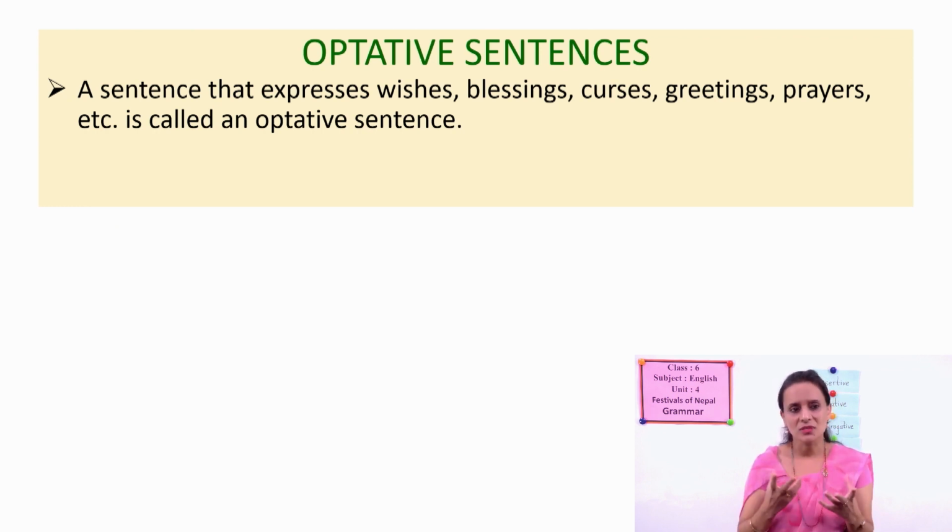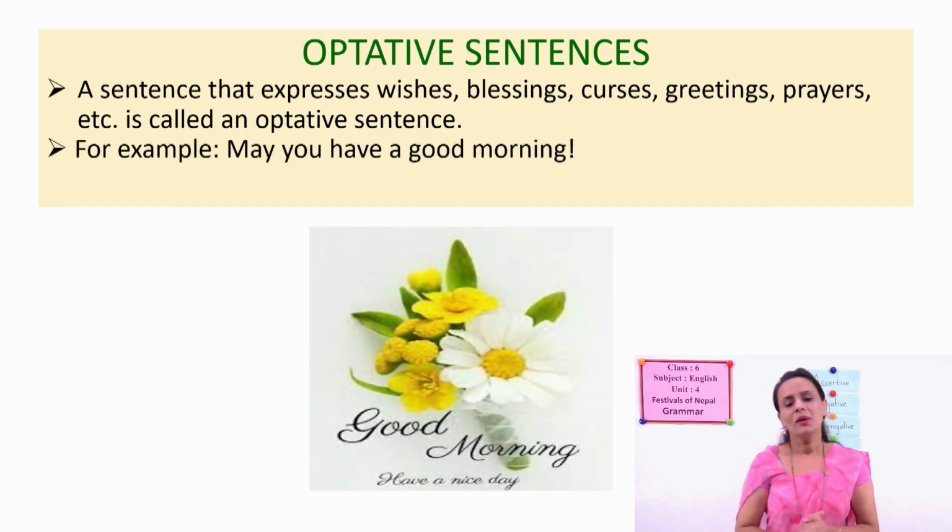It expresses wishes, just like you wish on a birthday, isn't it? And on other occasions also, you give blessings, curses, greetings, prayers, etc. That is called an optative sentence. Now, for example, may you have a good morning. You can see the picture here also. Have a nice day. May you have a good morning, isn't it? This is the optative sentence.